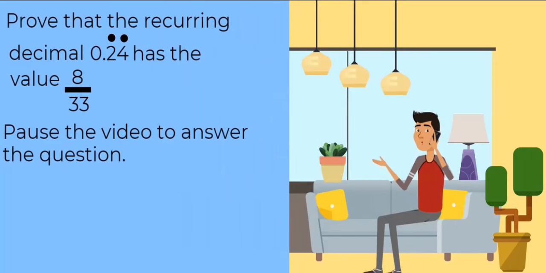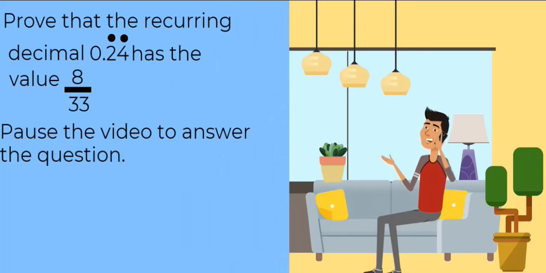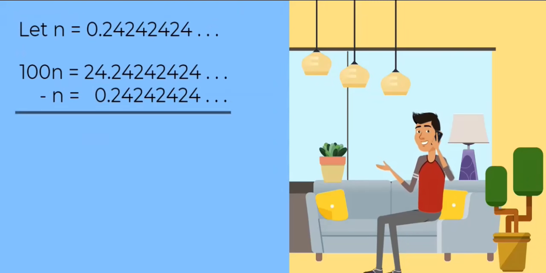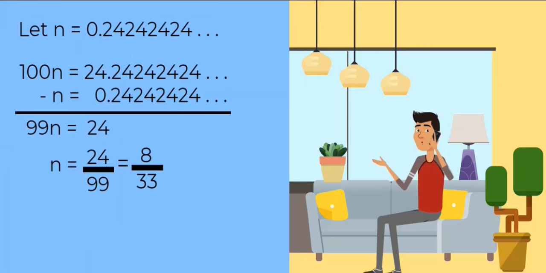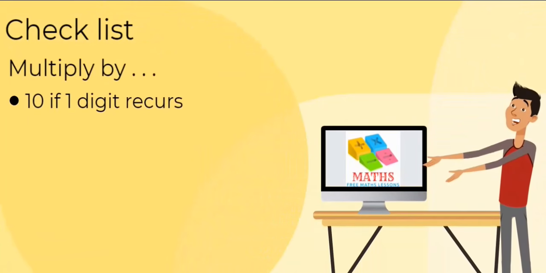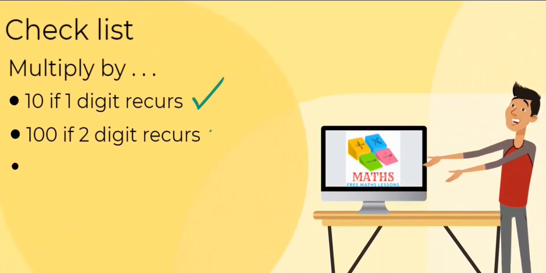Prove that the recurring decimal 0.24 has the value 8/33. Pause the video to answer the question. Here's the working out. Here is a checklist.